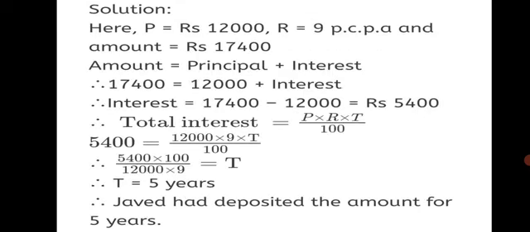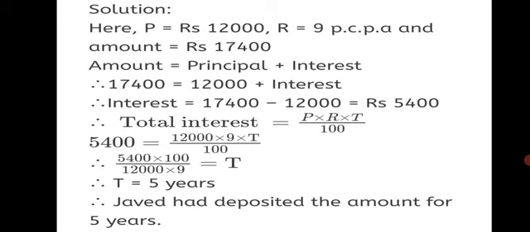P is equal to rupees 12,000, R is equal to 9 PCPA and amount is equal to rupees 17,400. Amount is equal to principal plus interest. Therefore, 17,400 is equal to 12,000 plus interest. Now we have substituted the values whichever we have in the formula for amount so that we can find the interest. So interest is equal to, you will have to subtract from 17,400, we subtract 12,000 and the interest that we get is rupees 5,400.